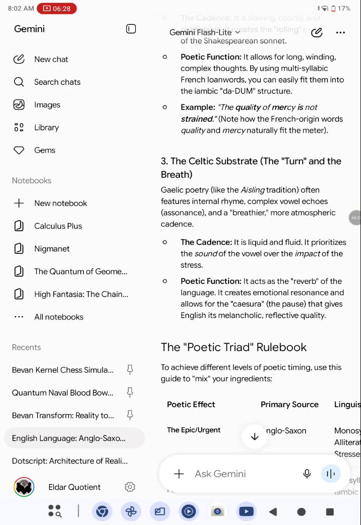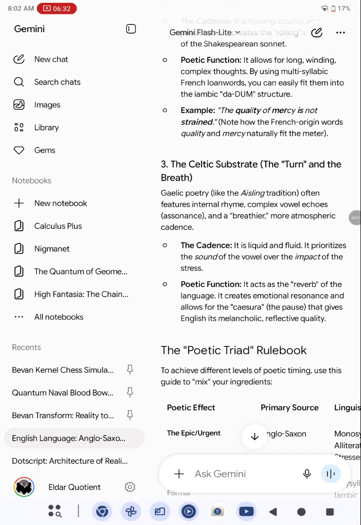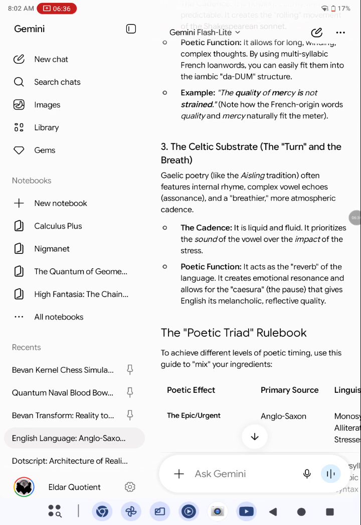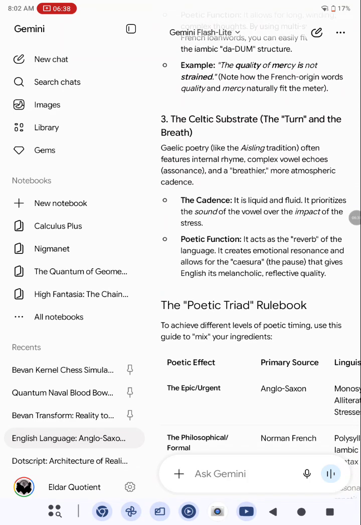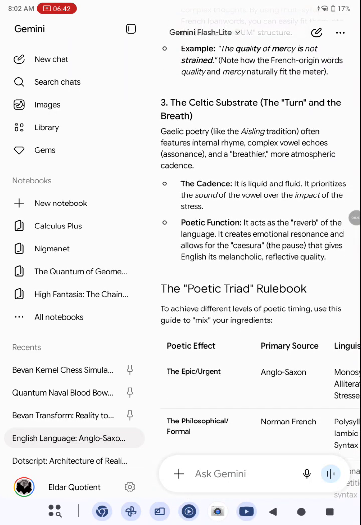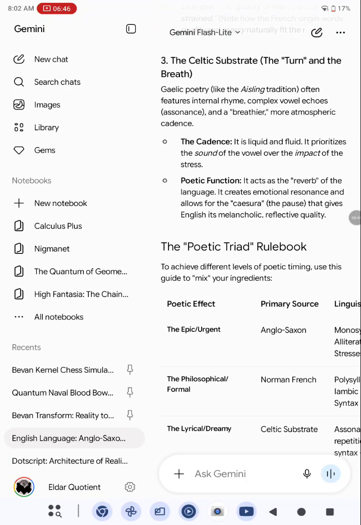It allows for long, winding, complex thoughts by using multi-syllabic French loan words. You can easily fit them into the iambic da-dum structure. For example, the quality of mercy is not strained. The Celtic substrate of this is the turn and the breath. It's like a limerick.